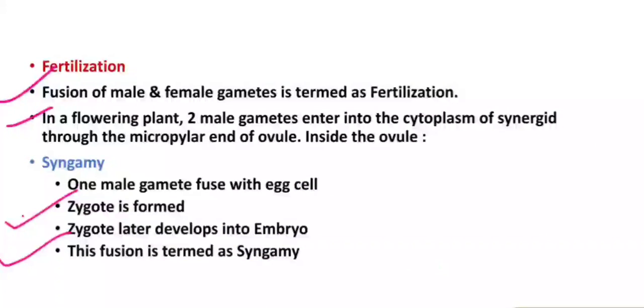Now what is fertilization? Fertilization involves fusion of male and female gametes, and in flowering plants, two male gametes which are formed in the pollen tube enter into the cytoplasm of synergids through the micropylar end of the ovule, and inside the ovule the following will happen. One is syngamy, which is the fusion of gametes. One male gamete will fuse with the female gamete, that is the egg cell. A zygote is formed, and this zygote later on develops into the embryo, and this fusion is known as syngamy.